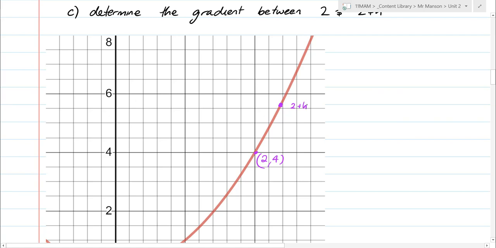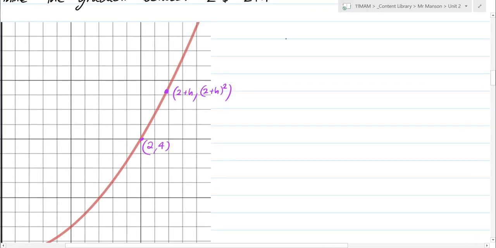So I get 2 plus h. What's the y value when the x value is 2 plus h? (2 plus h) squared. Good. And I'll leave it like that for now, but that's what the y value is. If I wanted to determine the gradient between these 2 points, then the gradient m is still equal to y2 minus y1 over x2 minus x1. And in this case, that's (2 plus h) squared minus 4 over 2 plus h minus 2.